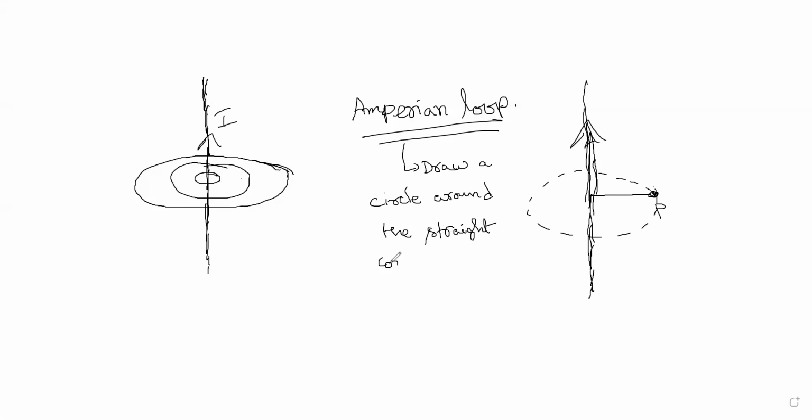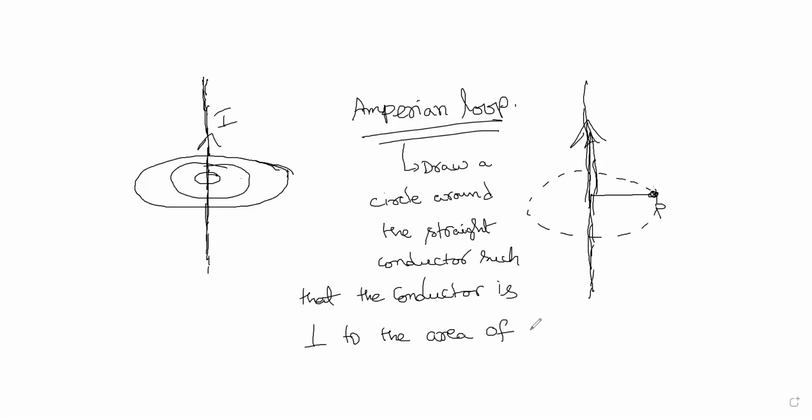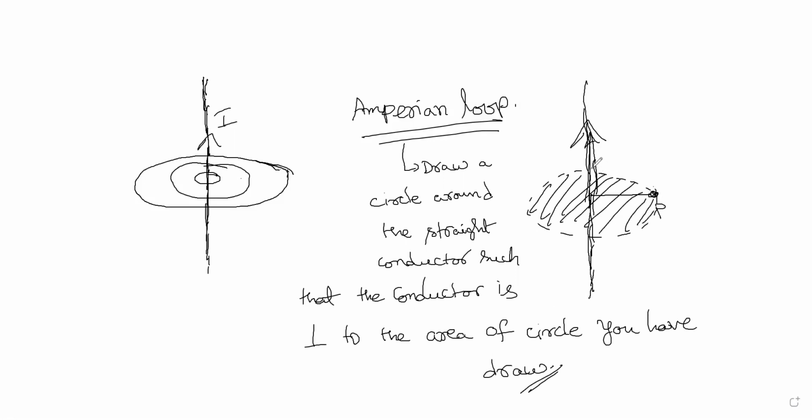Okay, the conductor. How do you have to draw the circle? Such that the conductor is perpendicular to the area of the circle you have drawn. So remember this. You draw the circle. So what is the circle area? This is the circle area. And now you see the conductor is exactly perpendicular to that.